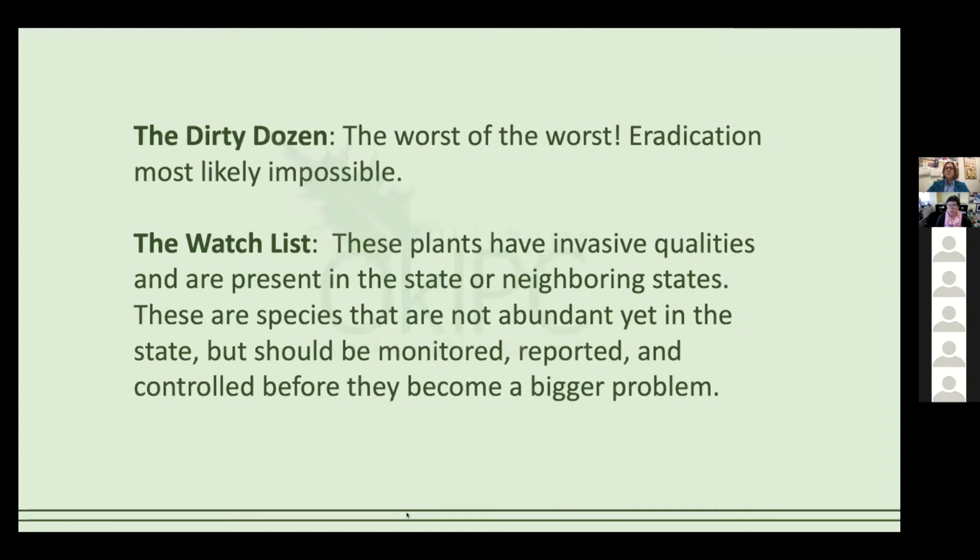Our second list of invasive species is known as the watch list. The watch list includes species that we are watching out for. These plants have invasive qualities and are present in the state or they're in neighboring states. This includes species that aren't yet abundant in the state, but still they should be monitored, reported, and controlled before they become a bigger problem.